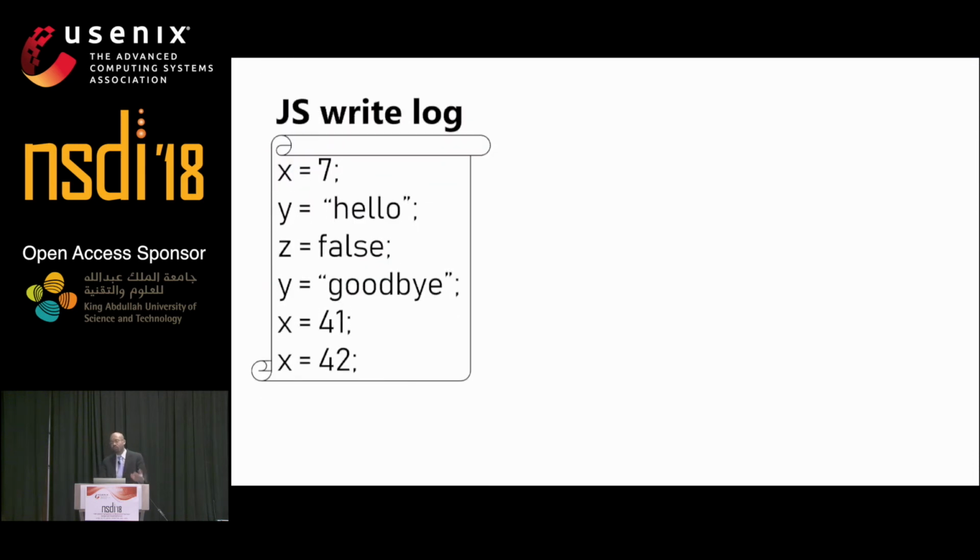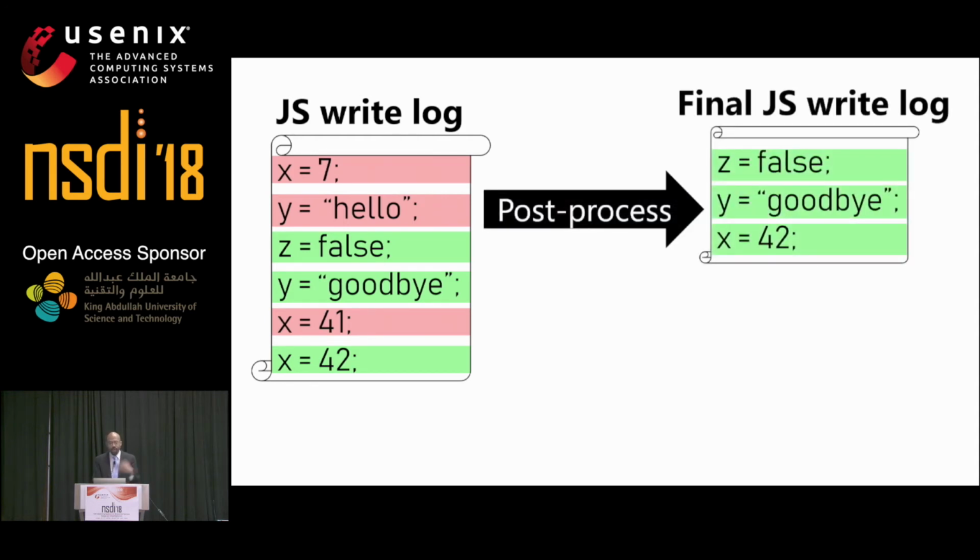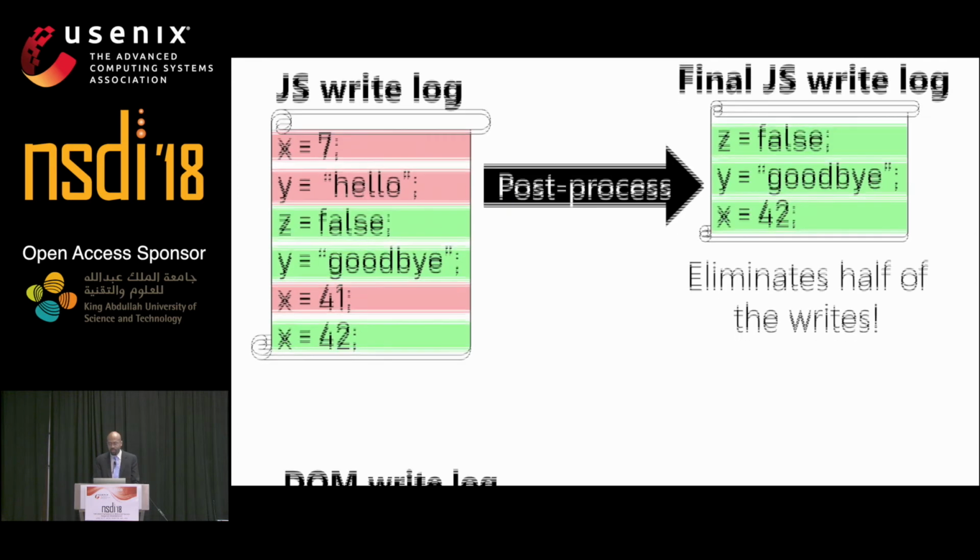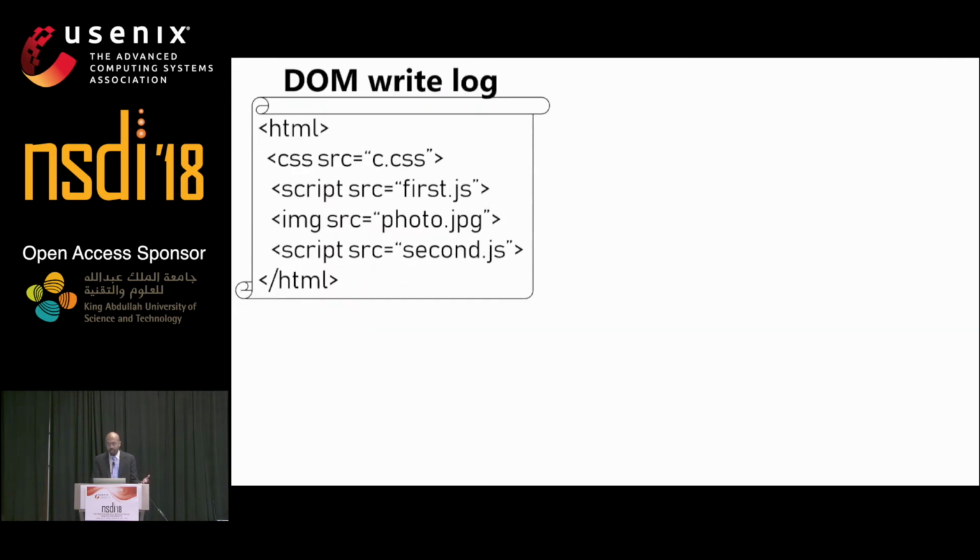And what you'll see is that if we look at this log, the red entries are actually unnecessary. So for example, the variable x is written 3 times, but the client only needs to execute that last write. So in the final version of the log, we just keep the final write to each variable. Now in this particular example, we can eliminate half of the writes that the page would normally make to the JavaScript heap, and this is roughly how many writes we find that we can skip over in real pages from the wild. So now let's take a look at that DOM write log.